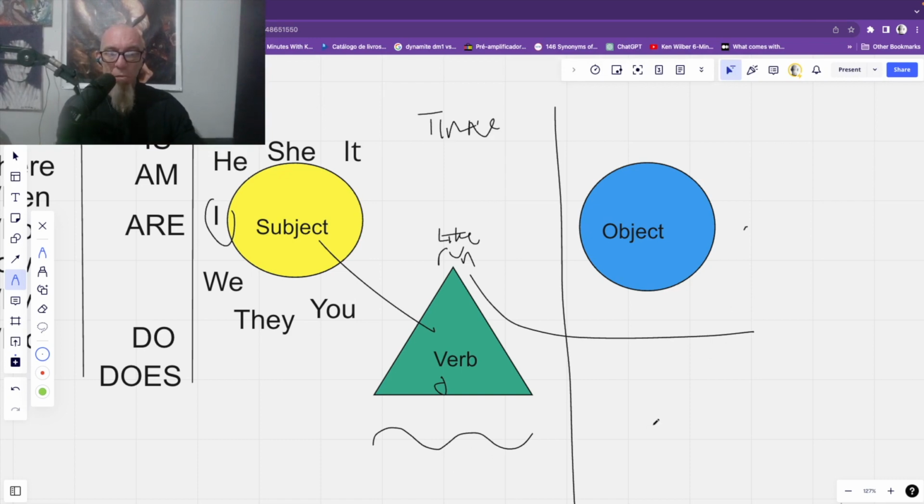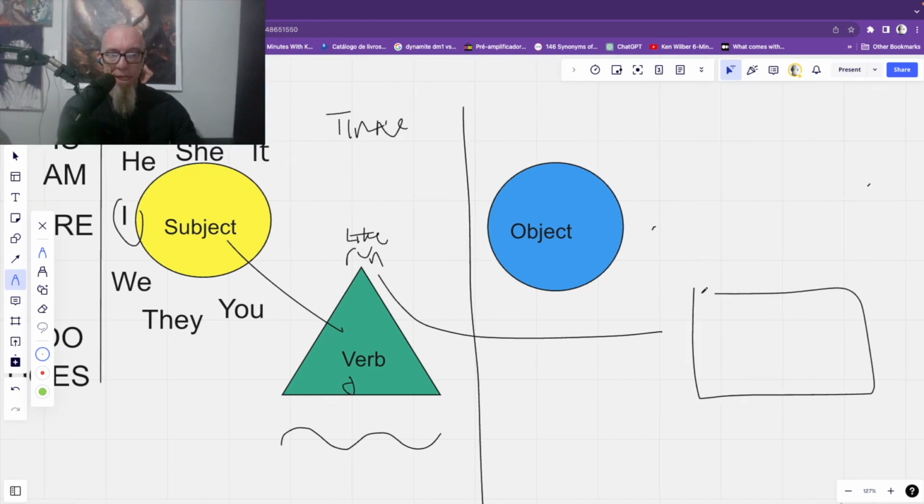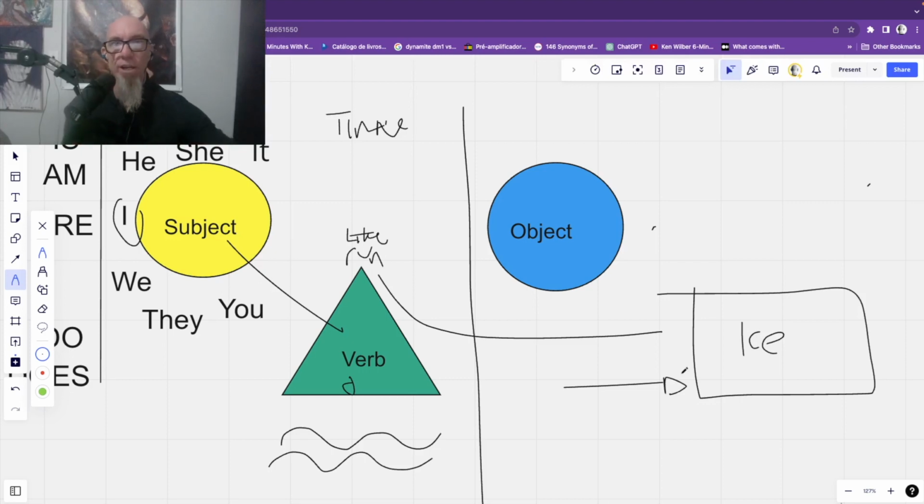I have to turn this water into what? Into ice, right? So I have to make this liquid, something that's always in motion, into something tangible, something that's still, something I can hold in my hands like this. And now we can talk about this thing. To do that, I need either the infinitive or the gerund.